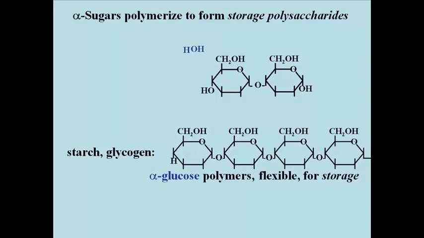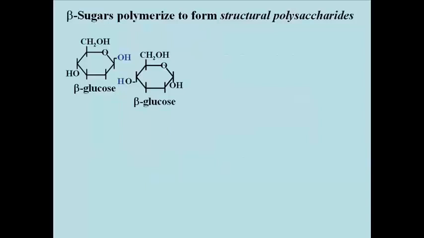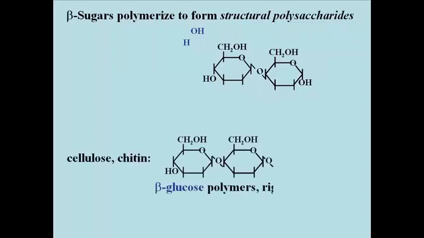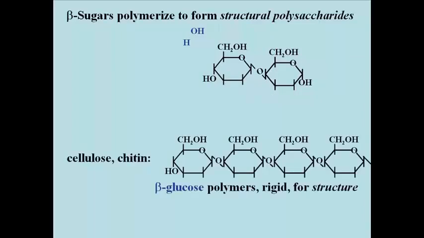for energy. If beta-glucose enantiomers are polymerized in condensation reactions, like the one shown here, the beta-glycoside linkages that form, here it's a beta-1,4 glycoside linkage, create a rigid, inflexible polysaccharide like cellulose. Crisscrossing laminas of cellulose are laid down to form plant cell walls.